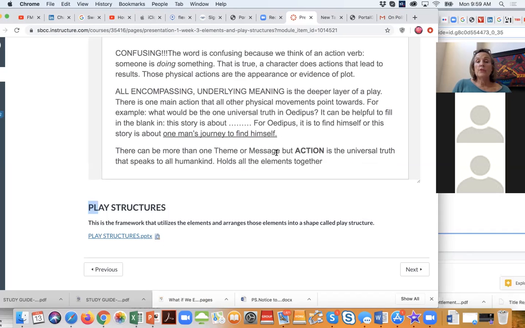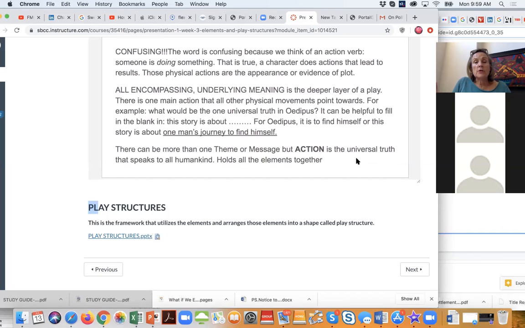There can be more than one theme or message. So there can be maybe two underlying themes or other underlying themes, and other characters can have a theme. For example, what does Creon actually think? Is Creon really trying to go for the throne? No, what's the relationship between Creon and Jocasta? How does that work? But action is the universal truth that speaks to all mankind. So all the elements are held together in this universal truth. And the universal truth is built by each of these elements as well. Okay?